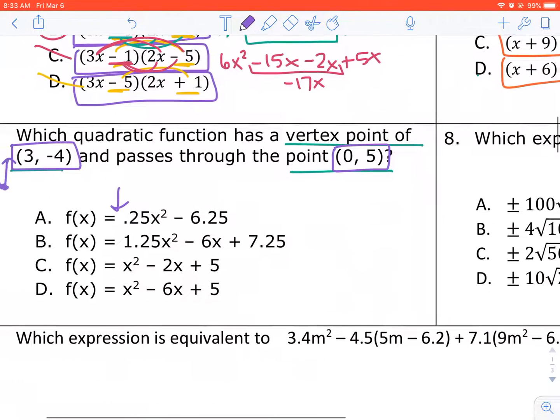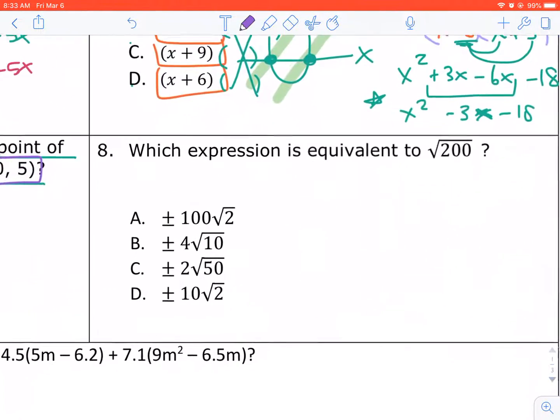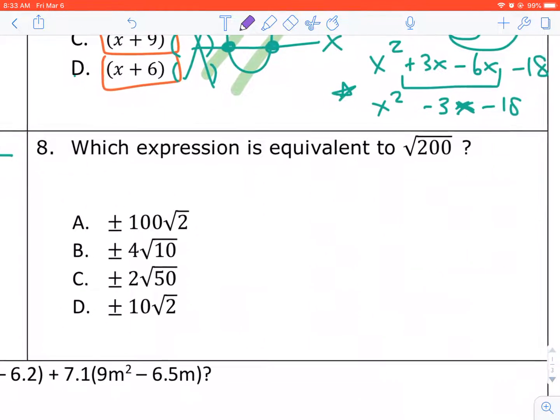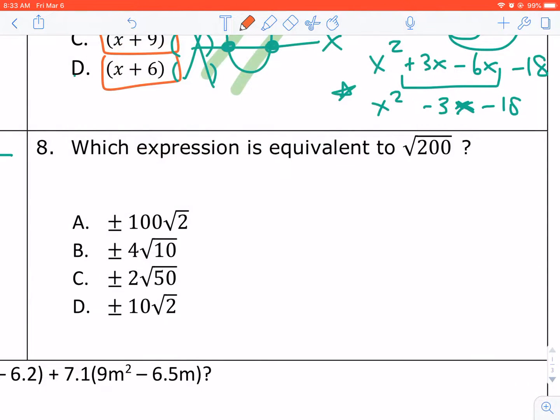All right, the next one, let's circle D. Which expression is equivalent to square root of 200? So again, this is a typing question. You can do this one by hand if you would like. The square roots, this is when we find our buddies. So if you wanted to do this by hand, we could do it this way.